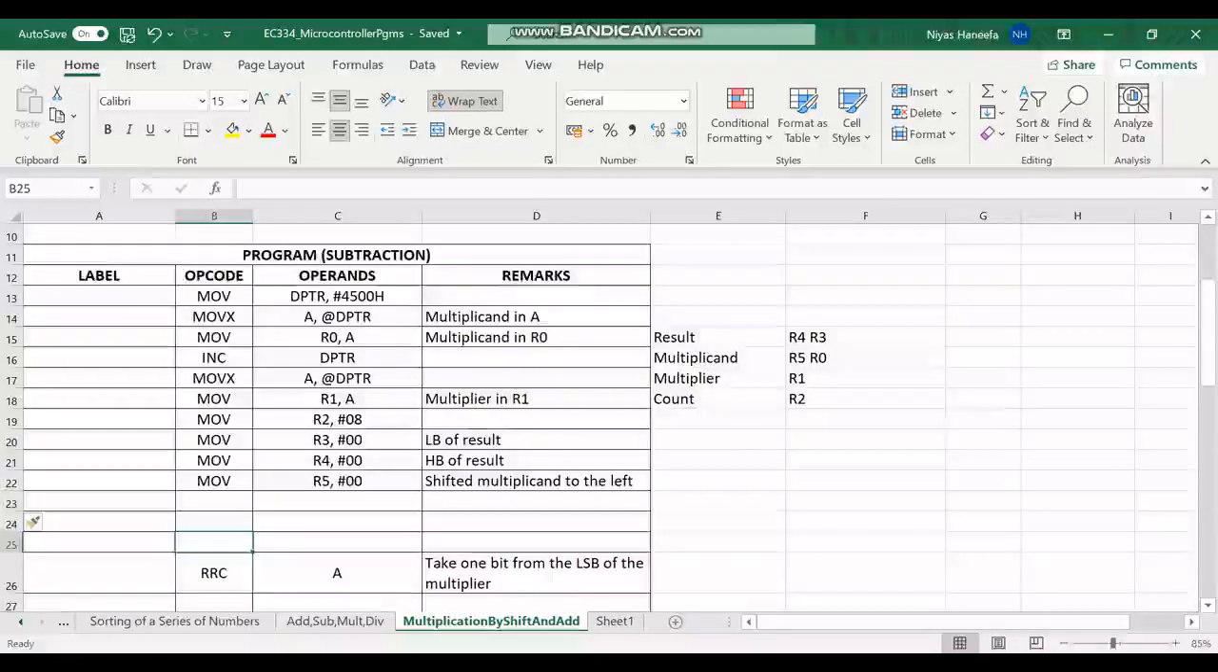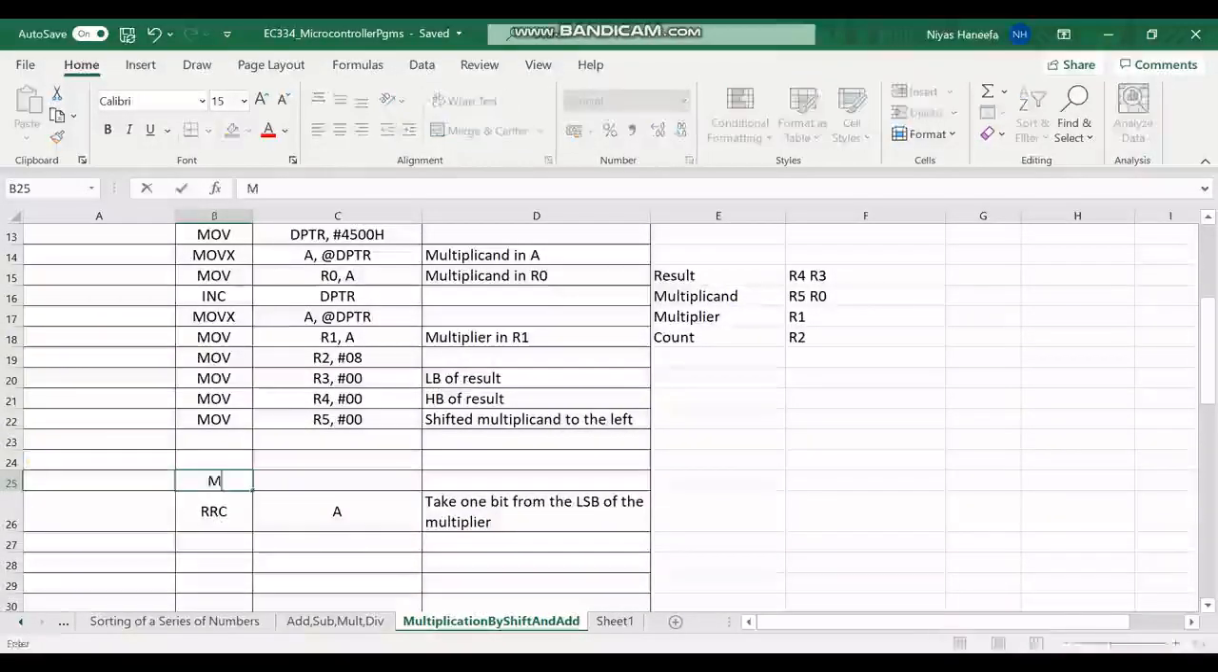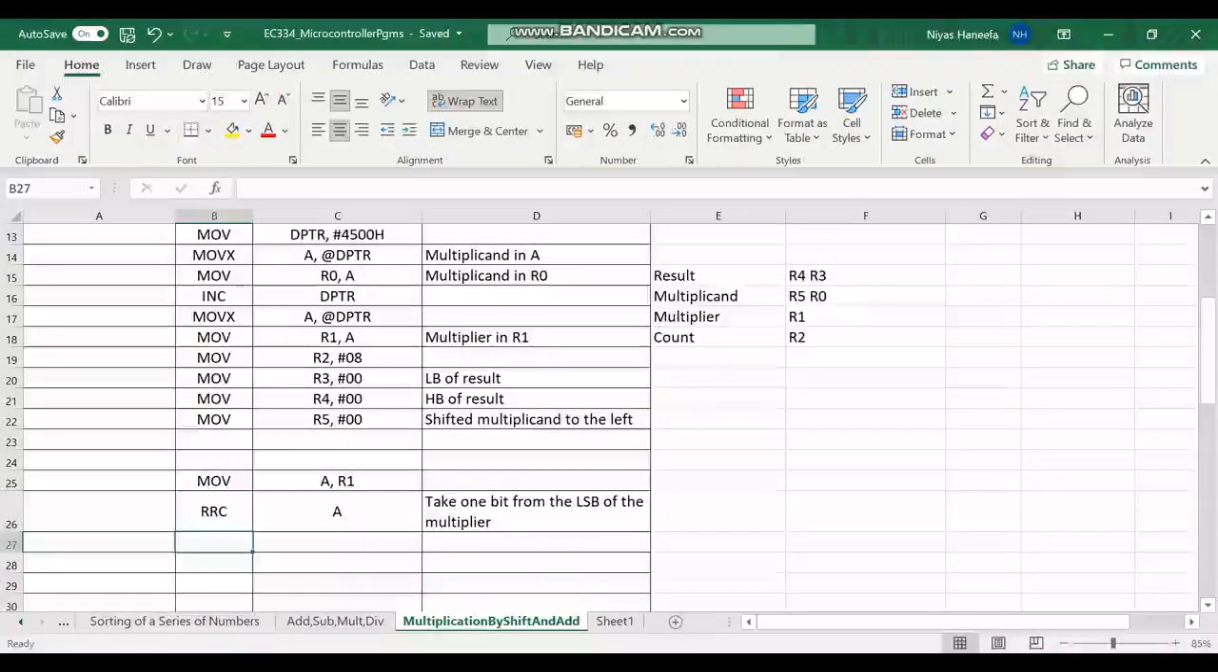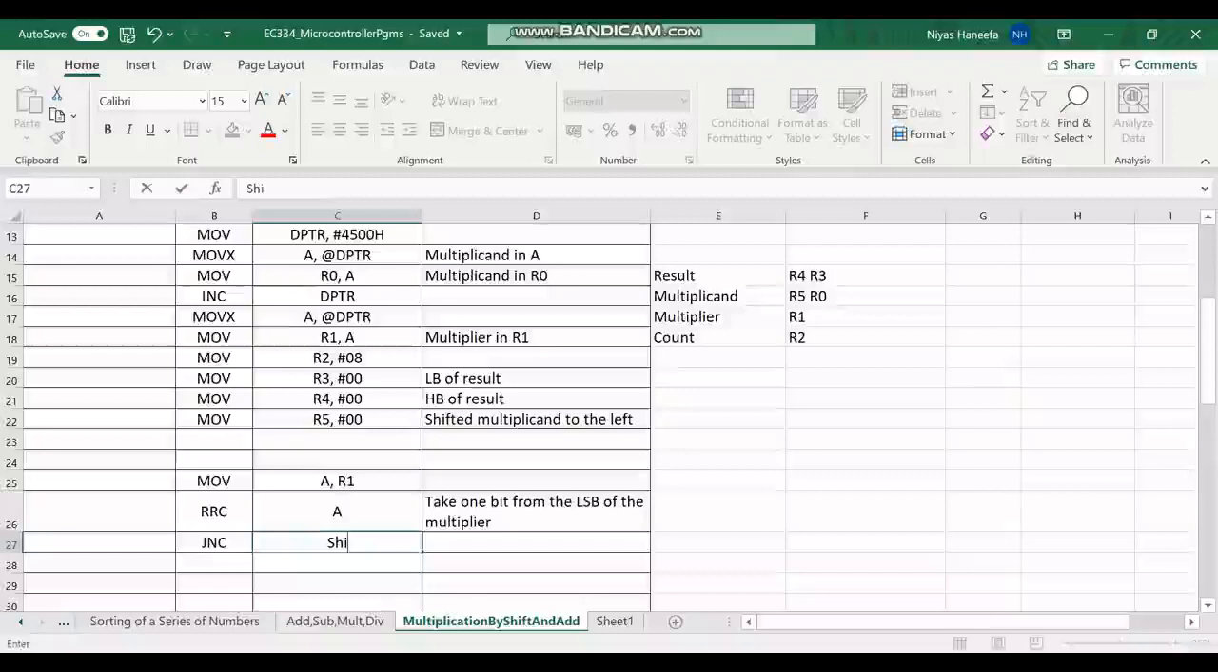So we have to move the multiplier to A. That is another thing. So multiplier is in where? R1. So move A comma R1. The multiplier is moved to A. So we are seeing the rightmost bit of the multiplier. We are checking what is happening. If there is no carry, go to the label shift multiplicand.